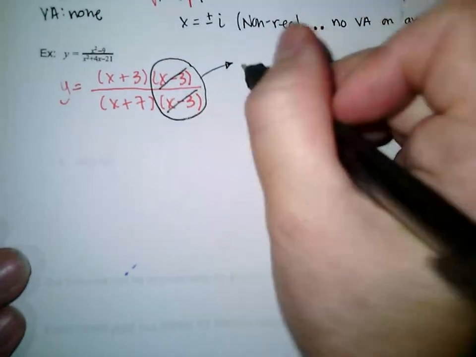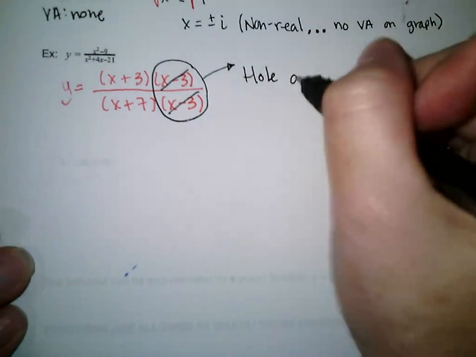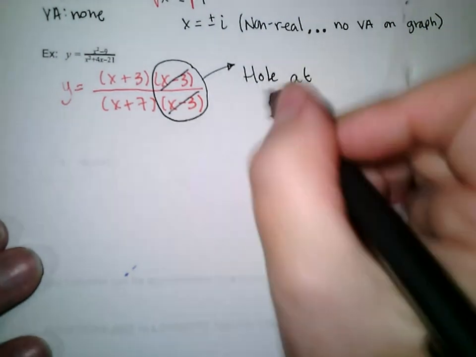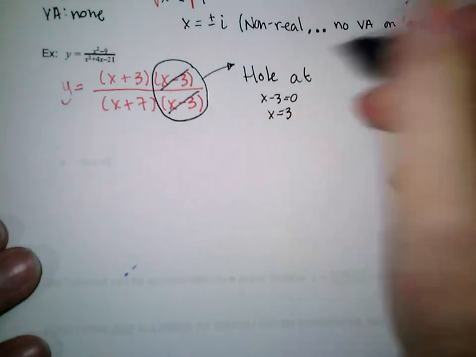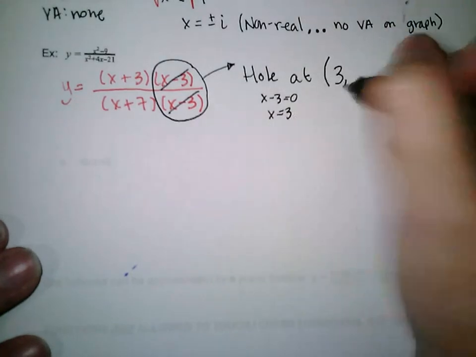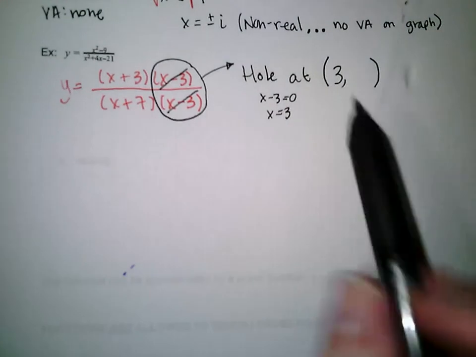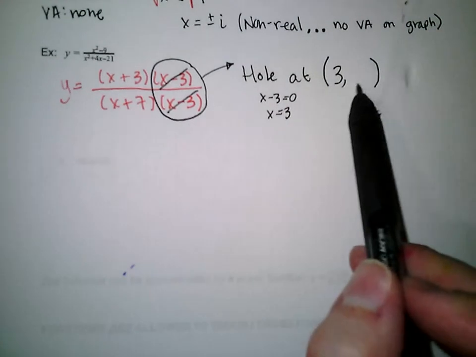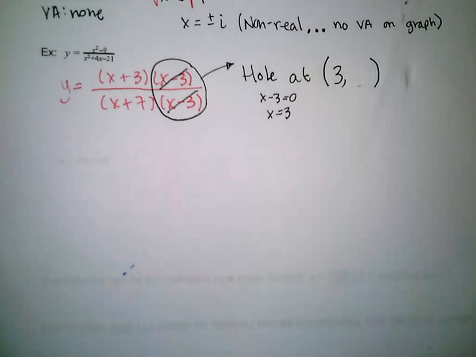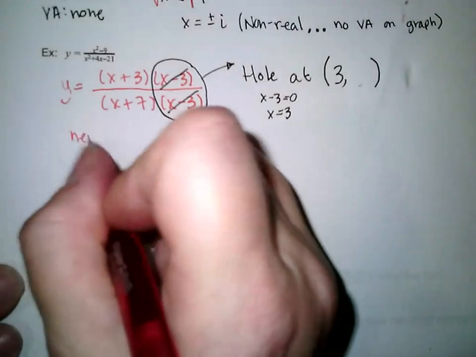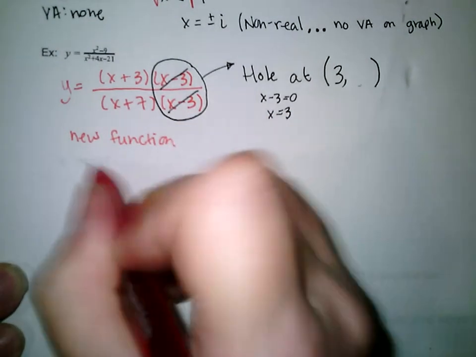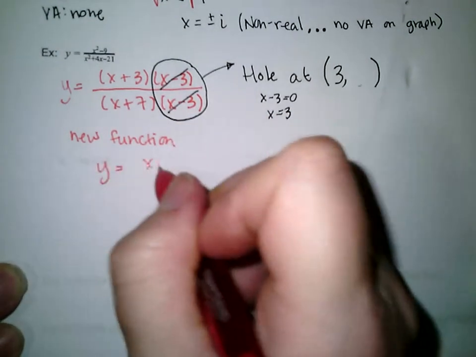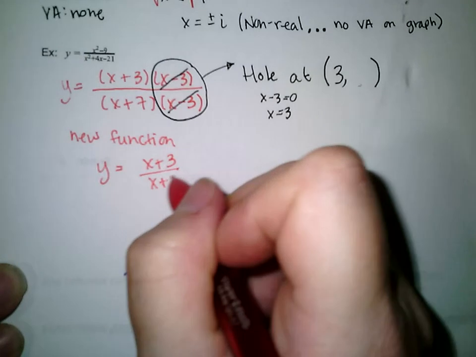So this is going to be a hole at the x value that we get, x minus 3 equals 0. So x equals 3. So 3 comma some other y value. Then we have a new function. After we simplify, the new function is going to be y equals x plus 3 over x plus 7.